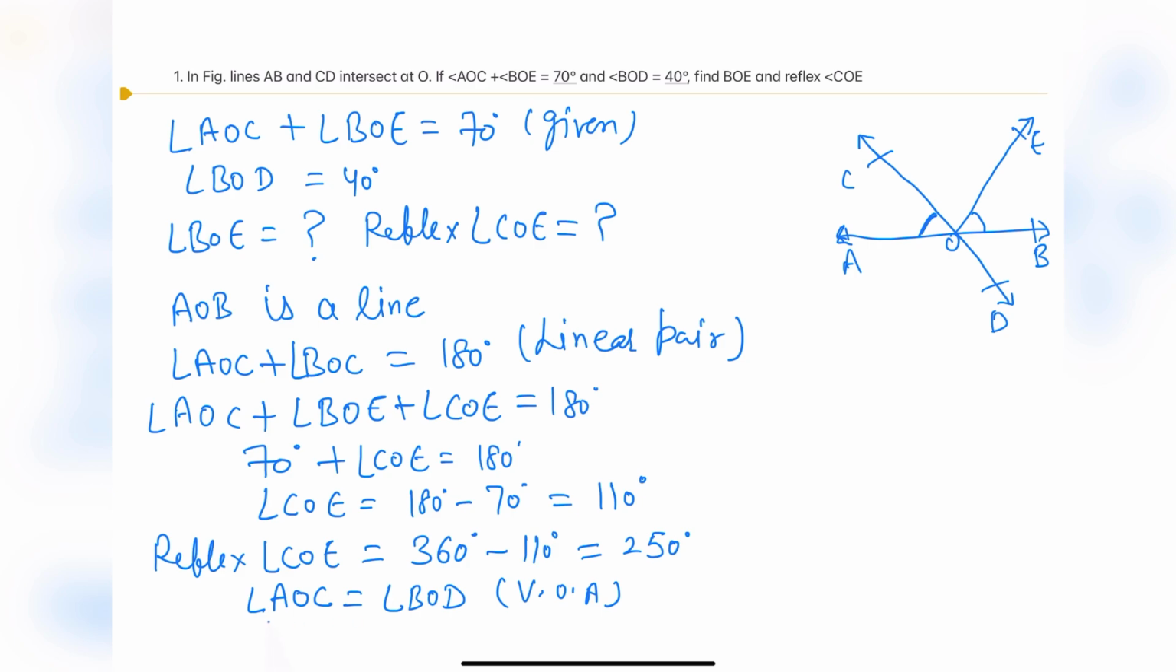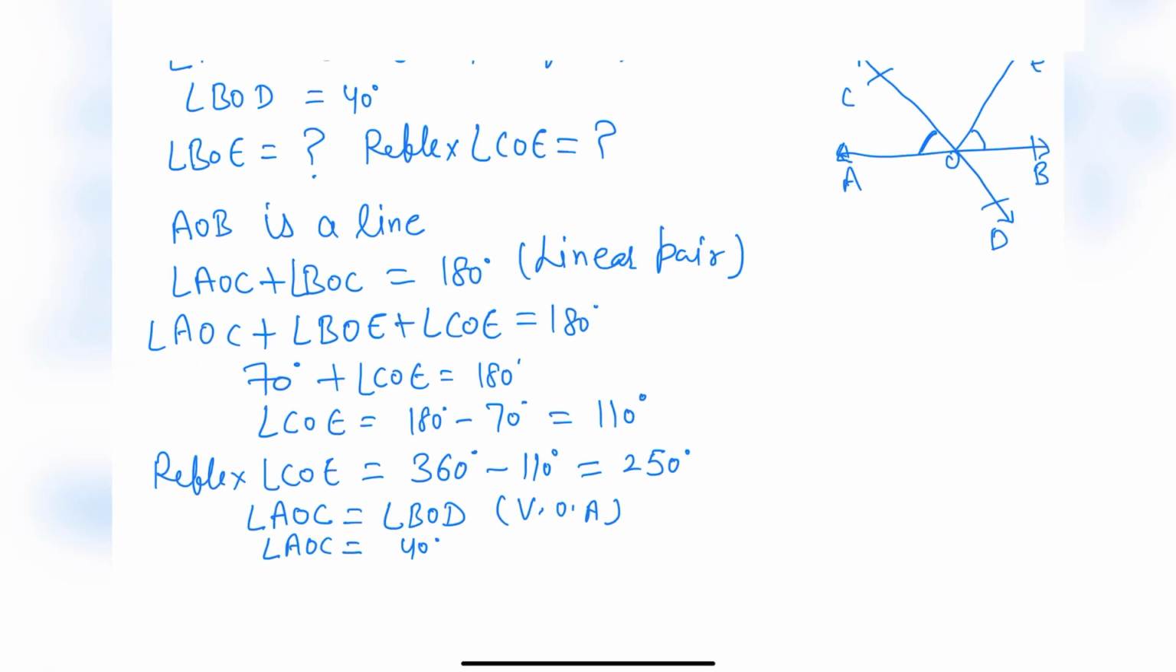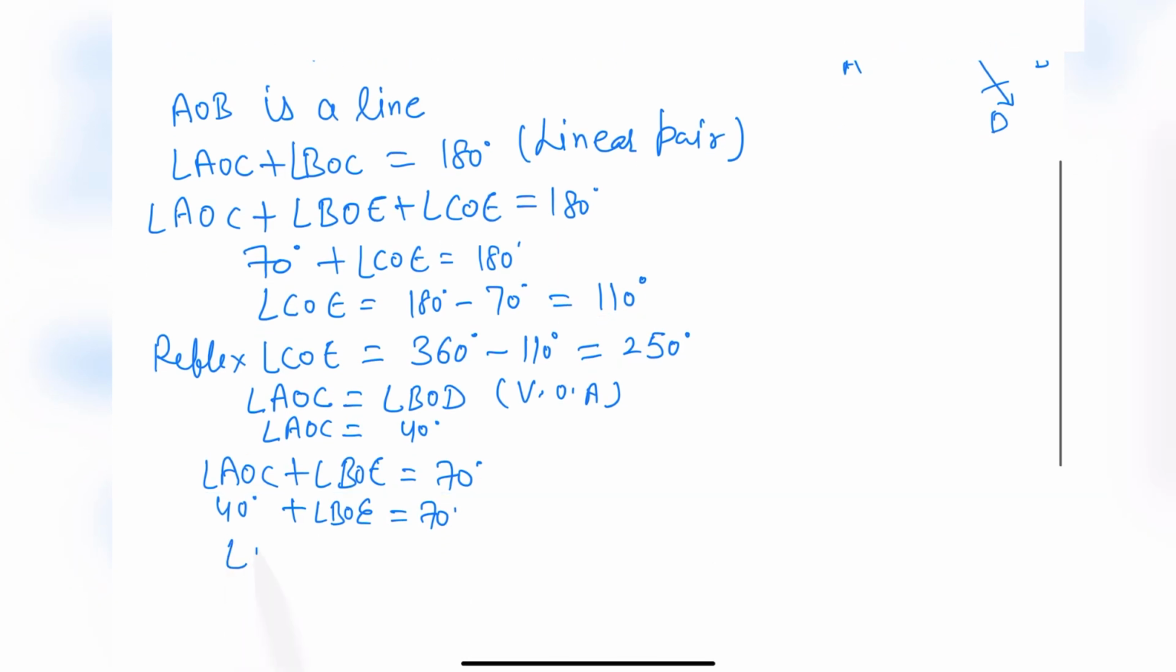So BOD is given as 40 degrees. So it means AOC is also 40 degrees. Now we have given angle AOC plus angle BOE is equal to 70 degrees, and the value of AOC is 40 degrees, plus BOE is equal to 70 degrees. So angle BOE is equal to 70 degrees minus 40 degrees, which is 30 degrees. Hence we found both the values.